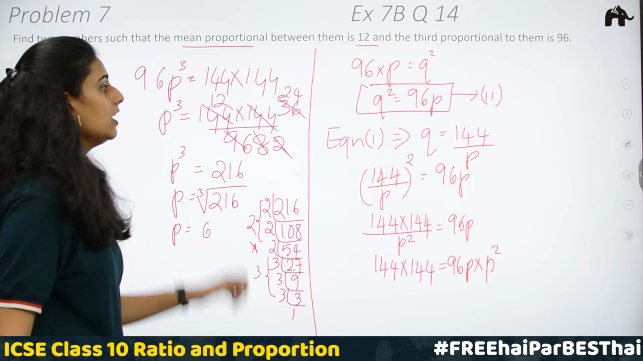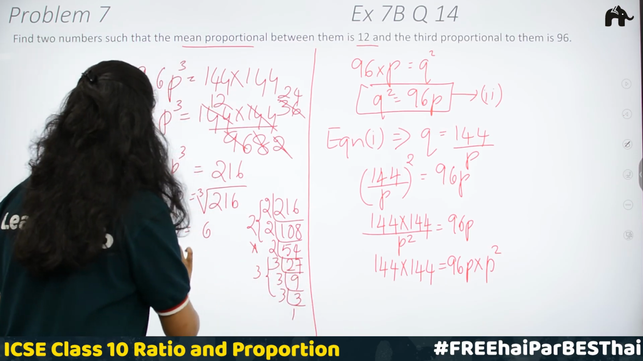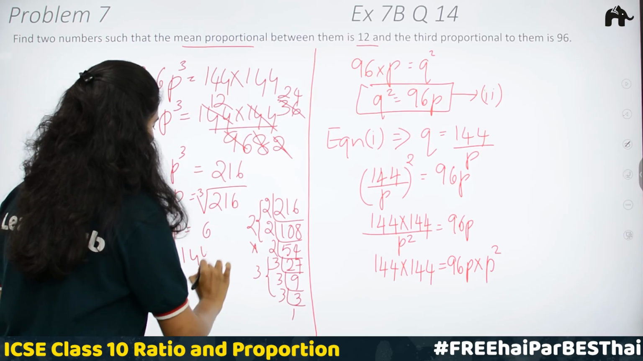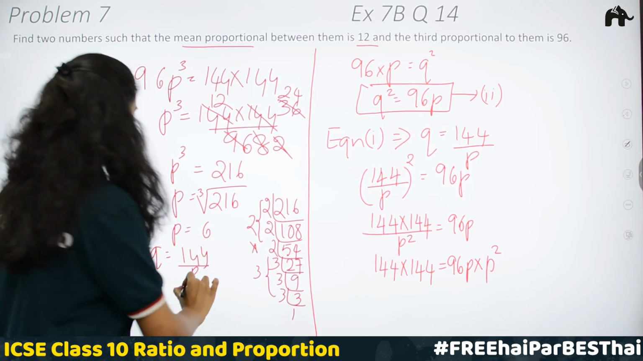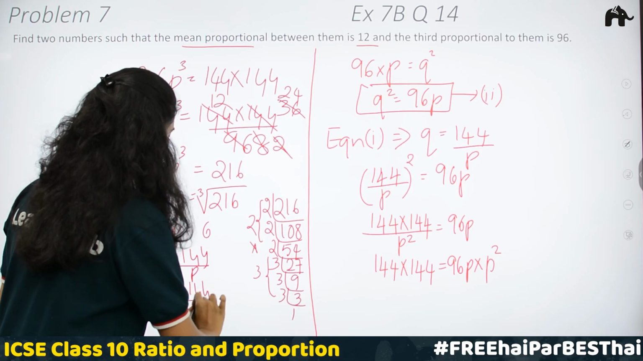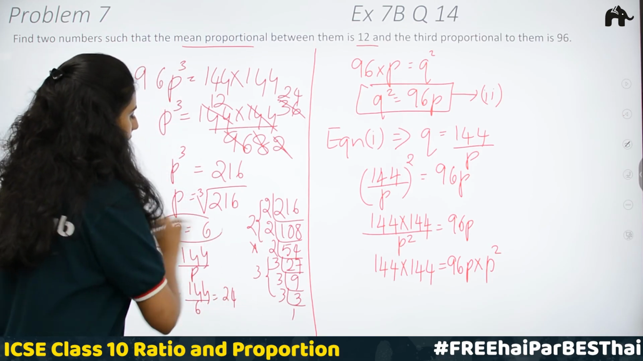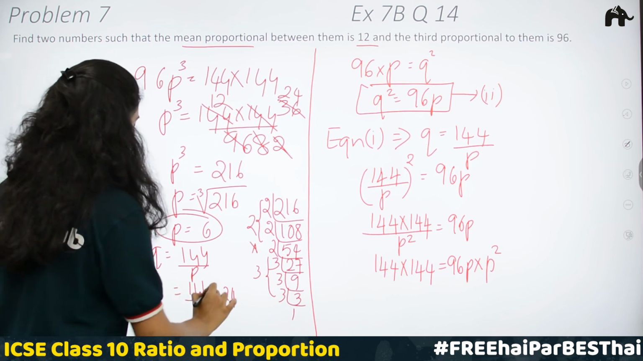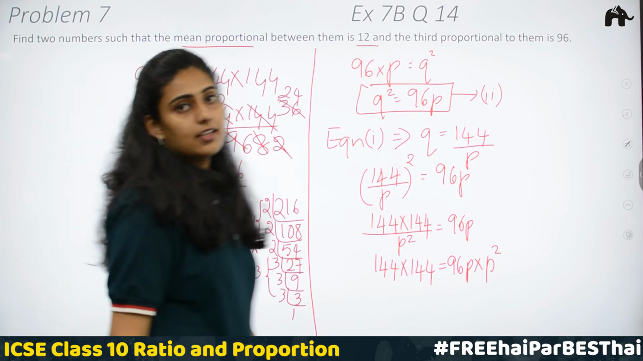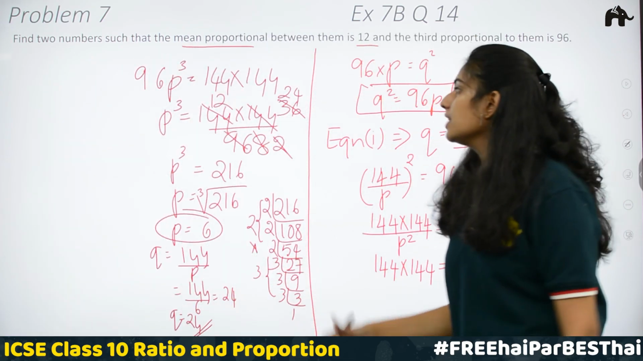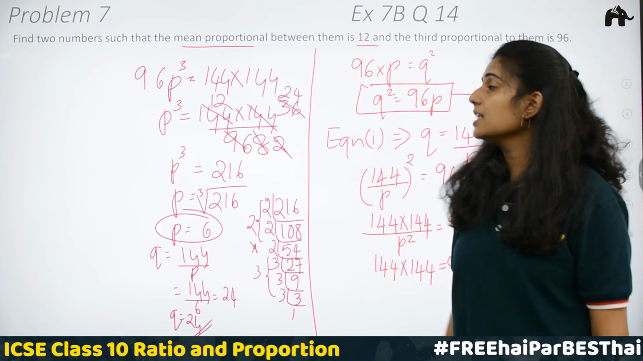Now, we need to find Q. We have Q is equal to 144 divided by P. P is equal to 6. What is 144 divided by 6? That is equal to 24. The value of P is equal to 6 and the value of Q is equal to 24. Clear? This is how we can find the value of P and Q, which are the two numbers we have chosen.